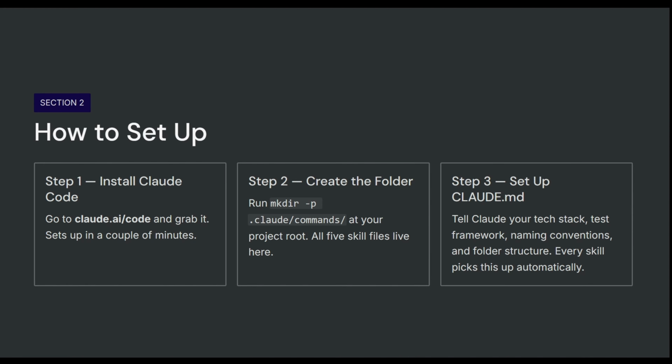Okay, so setting this up is actually pretty quick. You need 3 things: Claude Code installed, a project to work in, and the skill files themselves. If you don't have Claude Code yet, go to claude.ai/code and grab it. And I've already got it running in my project. Inside of your project, you need to create this folder, .claude, and another folder inside of it called commands. It's very important that this is a .claude folder at the root of your project, and then a commands folder inside of it. And then all 5 skill files are going to live in here.